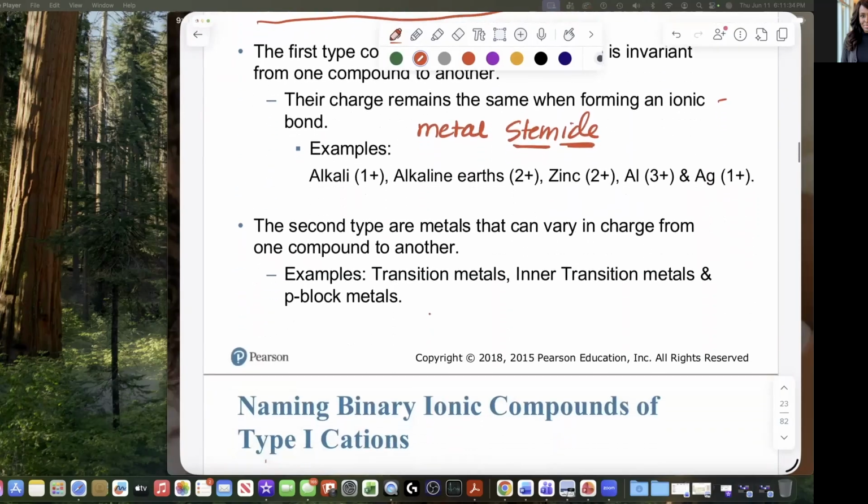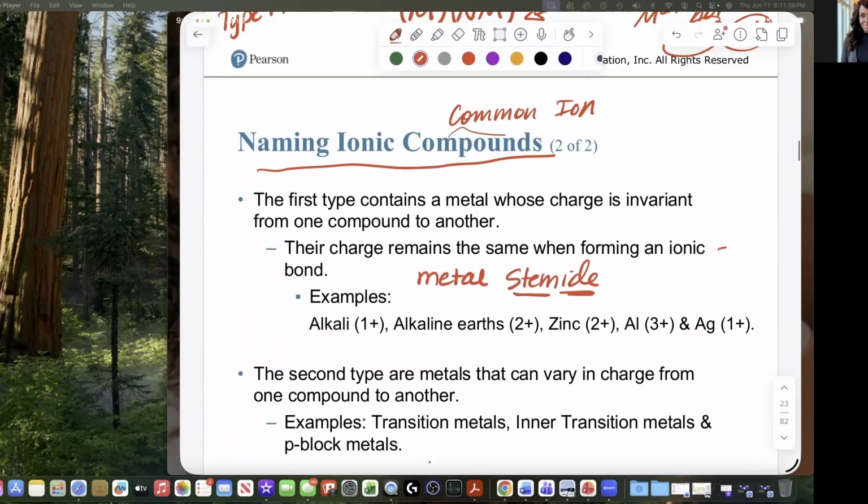Now, through your common ions, as I mentioned right here, you have learned the names of monoatomic ions, cations, anions, polyatomic cations, anions. If you have forgotten what these are, please stop this video, go watch the other video, the one talking about naming compounds, then come back and watch this, okay?